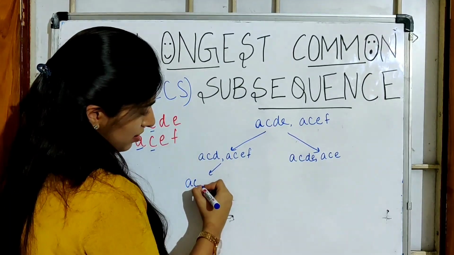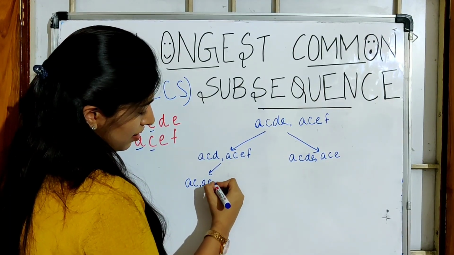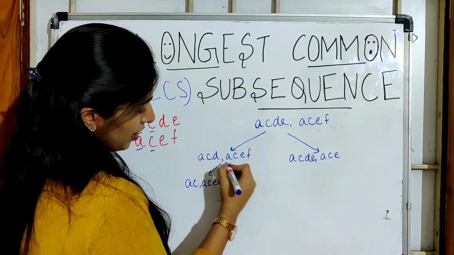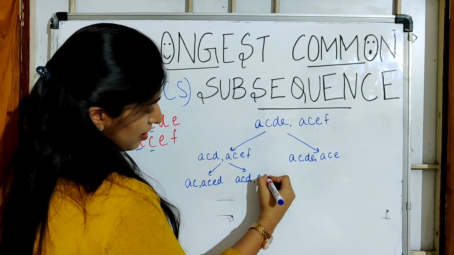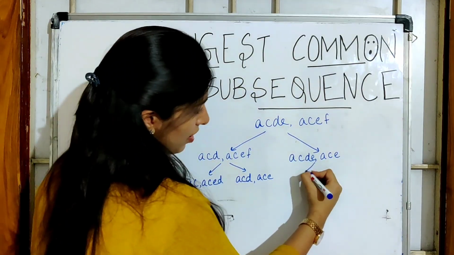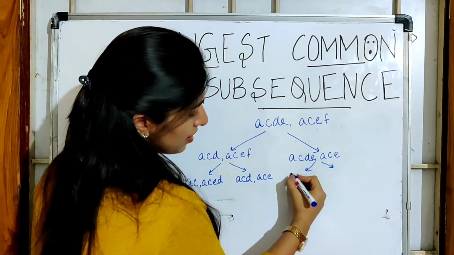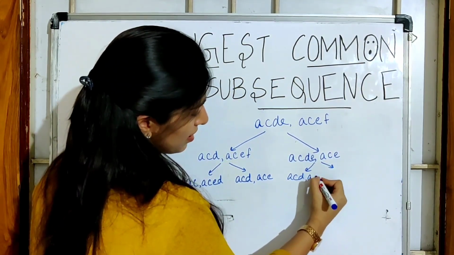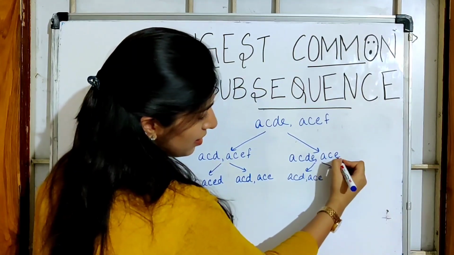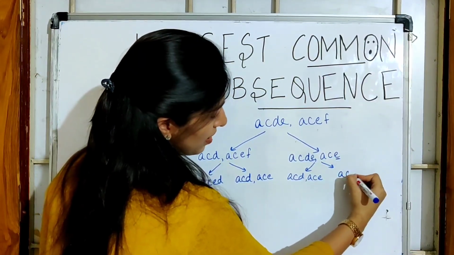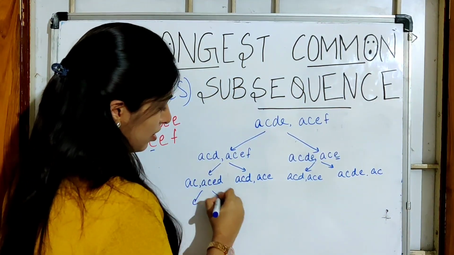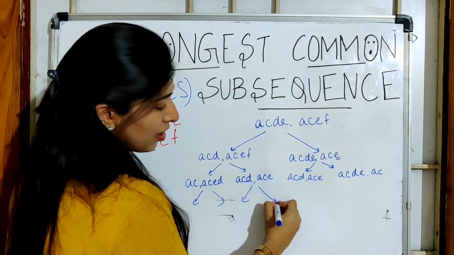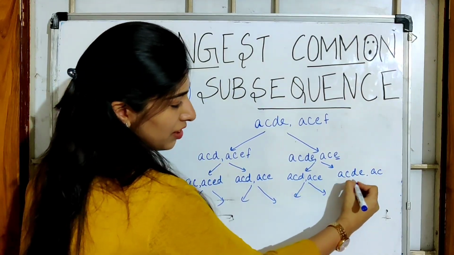Now here again we can either take D or not take D. So it will be AC, ACEF. If we take this D and not take this F, it will be ACD, ACE. Okay. Here again, if we do not take this E, it will be ACD, ACE. If we do not take this C, it will be ACDE and AC. So similarly, you can keep dividing this to many sub-problems, right?